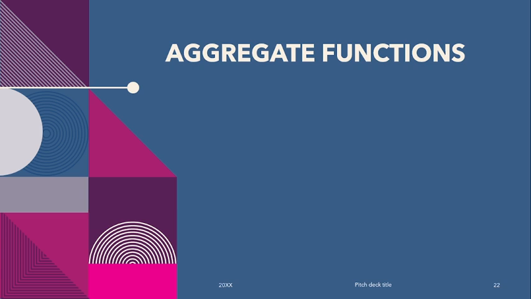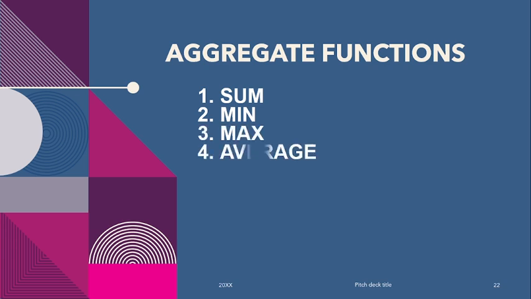We are going to look at about 5 basic functions. The first one is sum. The second one is minimum, the short form is min. The other one is maximum. Then the other one is average, and the other one is count.